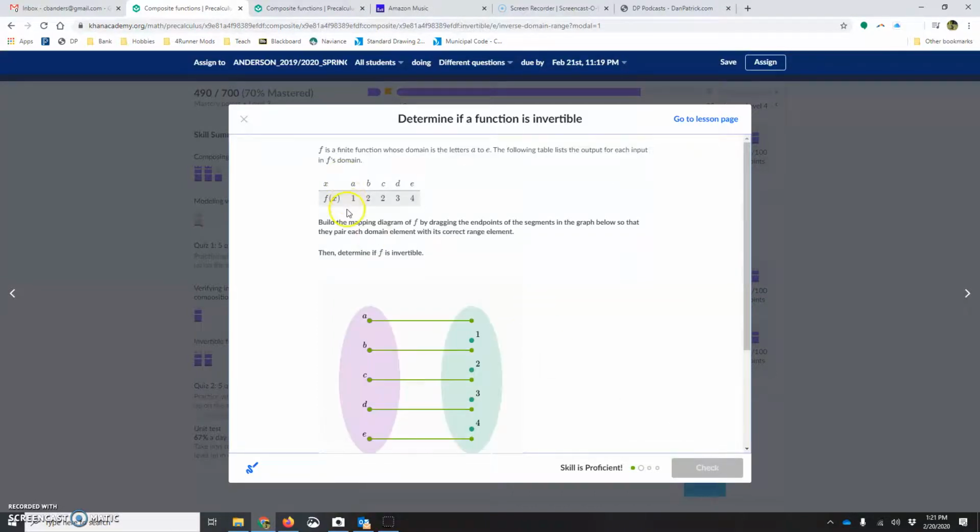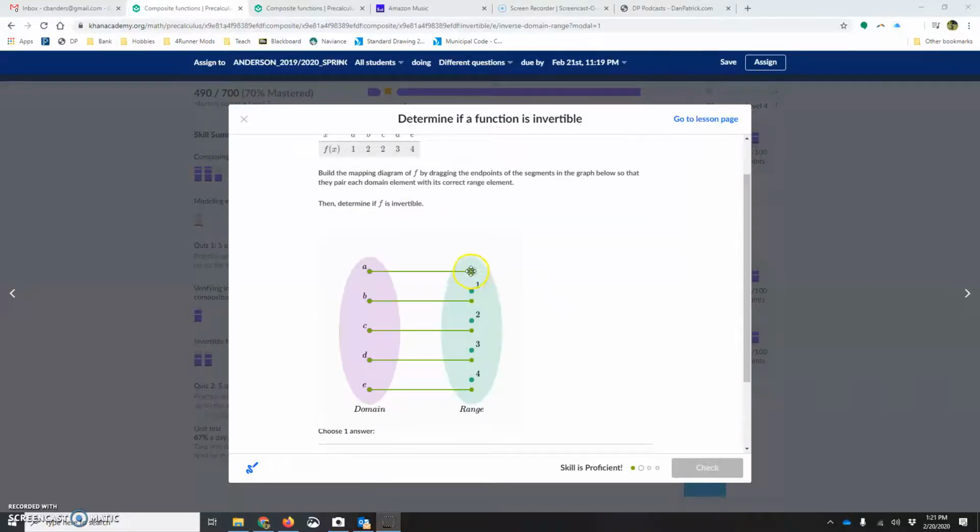All right, so A goes to 1, B 2, C 2, D 3, E 4. Okay, so I got interrupted. So let's line those all up. A goes to 1, B to 2, C to 2, D goes to 3, and E goes to 4. Now, we have two numbers going to the same place. So, is this function invertible?